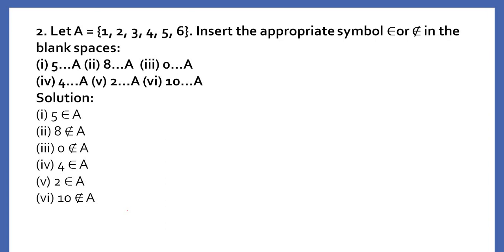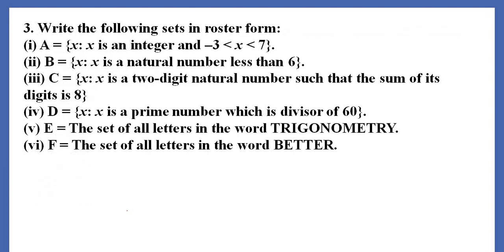And in the last question, the element is 10 and 10 is not in the set, that means we use the symbol does not belong to, that is 10 does not belong to A. I hope you all have understood how we have solved each of the questions. Very easy concept. If an element is in the set, then you use the symbol belongs to, and if any element is not in the set, then you use the symbol does not belong to. Okay, now move to the next question, that is question number 3.